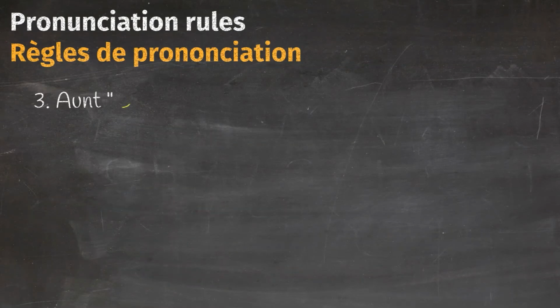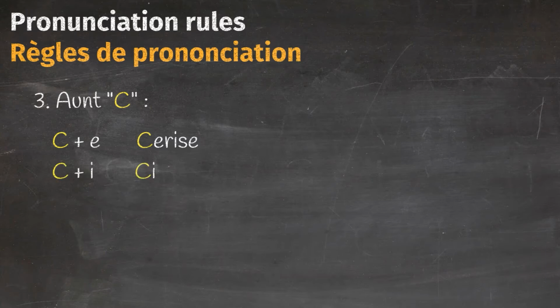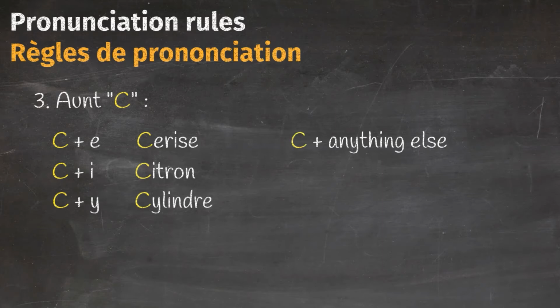Number 3, Aunt C. If there is an E after C, it sounds like S. Cerise. If there is an I after C, it also sounds like S. Citron. And finally, if there is a Y after C, it also sounds like S. Cylindre. And if there is anything else after C, it sounds like K.